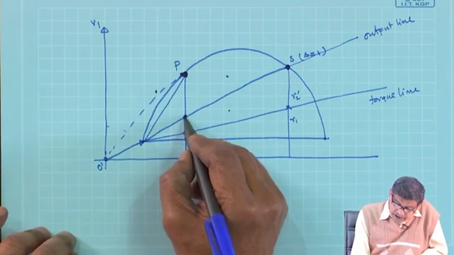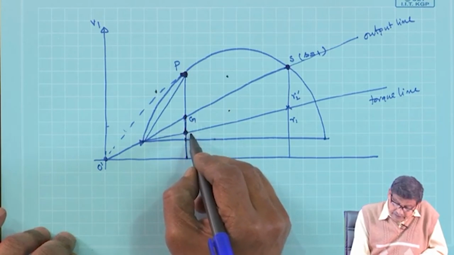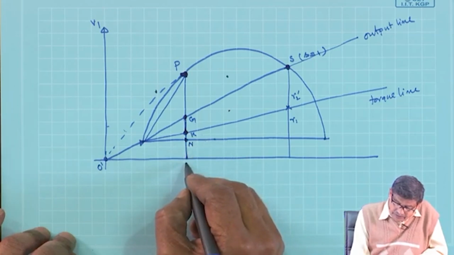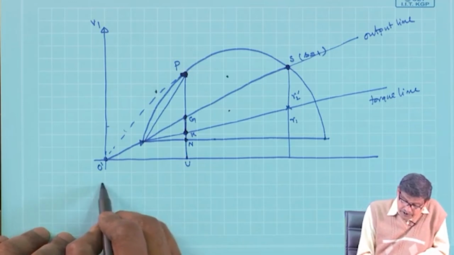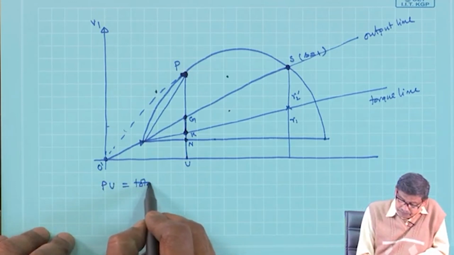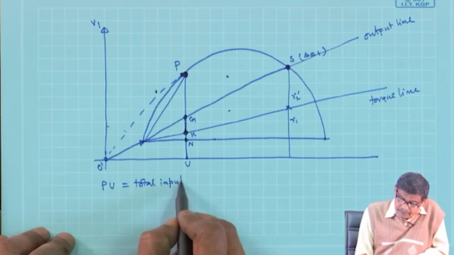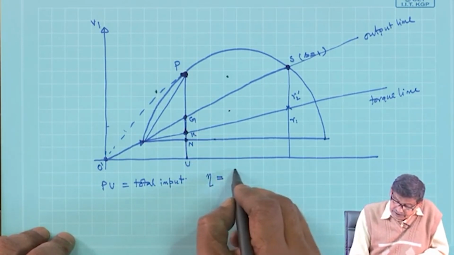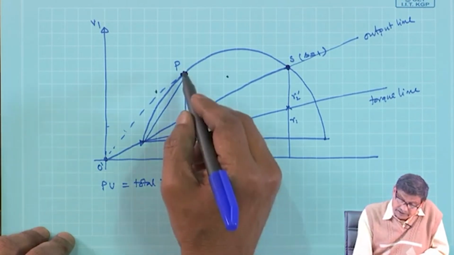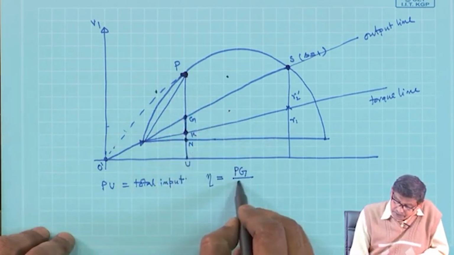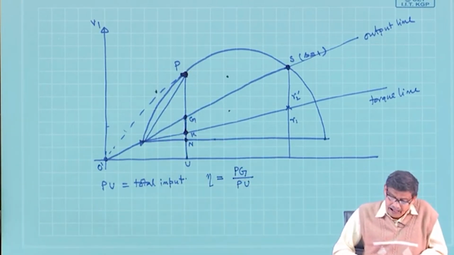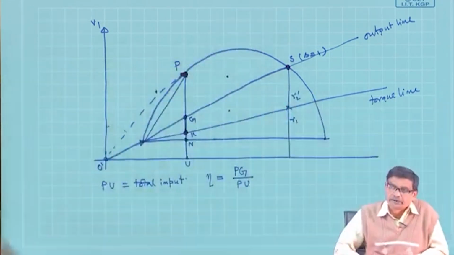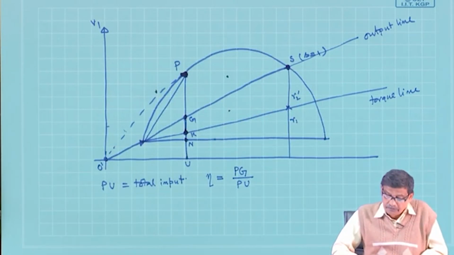So, these are named like this, G in our earlier diagram also, N, and let this be called some U. So, P U is the total input. And as I was telling, efficiency of the machine will be output power, that is P G, divided by P U. And of course, I can find out also rotor copper loss, stator copper loss, input power factor and so on. Everything can be found out.